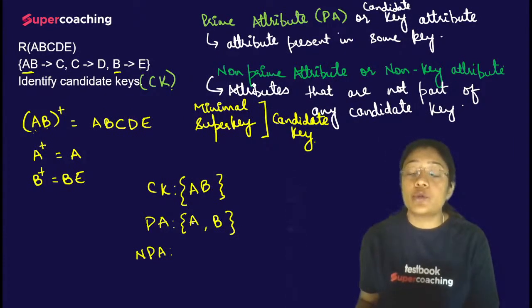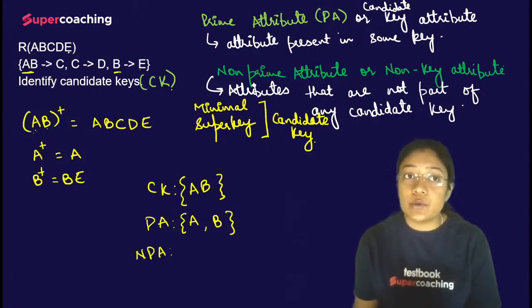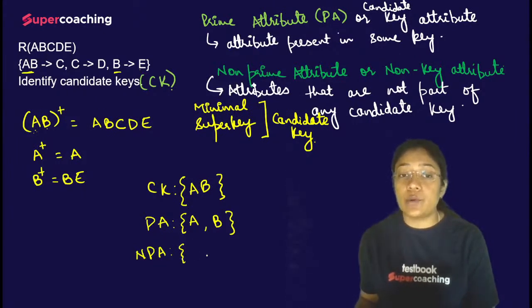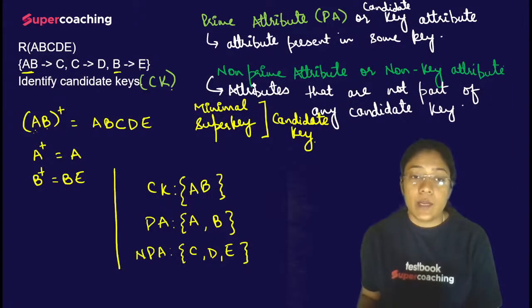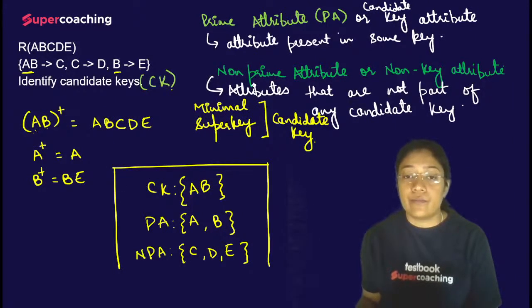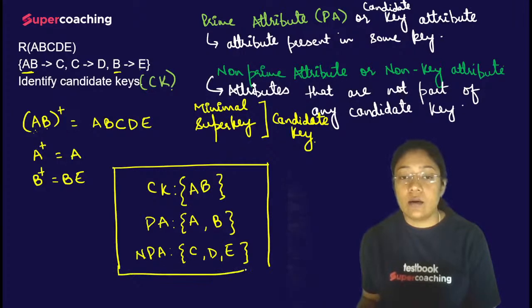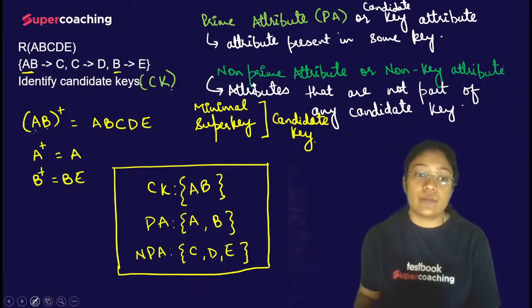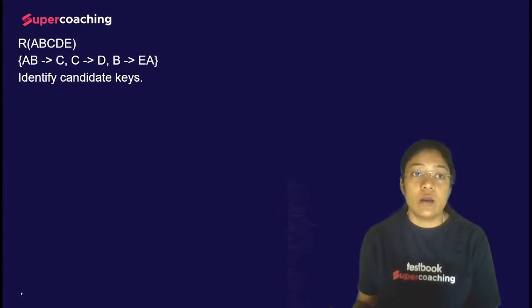So which will be the non-prime attributes? Total 5 attributes were there, out of which 2 are the prime attributes. So the remaining 3 attributes will be known as the non-prime attributes. Make sense? These are the non-prime attributes. Correct? One more question.